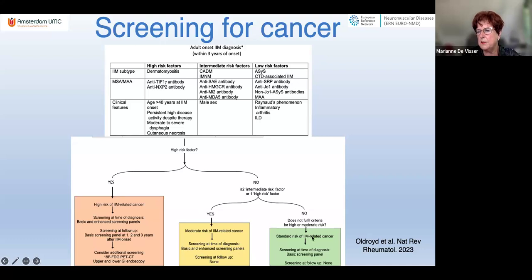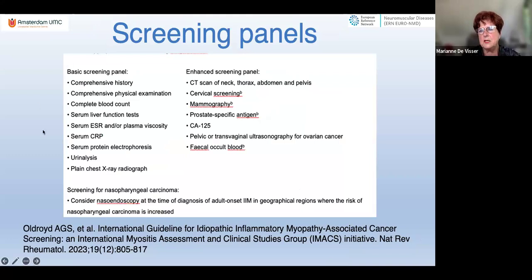And these are the recommendations if there is not a high risk factor, dependent on whether there is a moderate risk or low risk. If there's a low risk, only basic screening has to take place at diagnosis and not during follow-up. And here you see the screening panels, the basic screening panel here, and the enhanced screening panel. You could consider a nasal endoscopy in geographical regions like Japan or other countries from the Far East, where there is an increased risk of nasopharyngeal carcinoma.